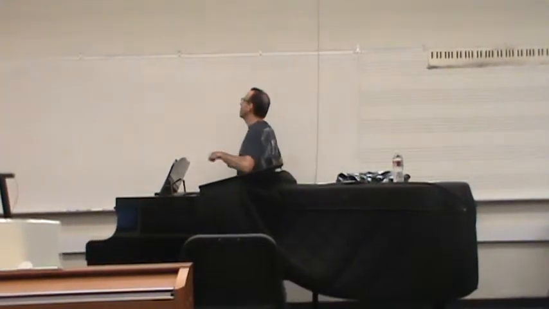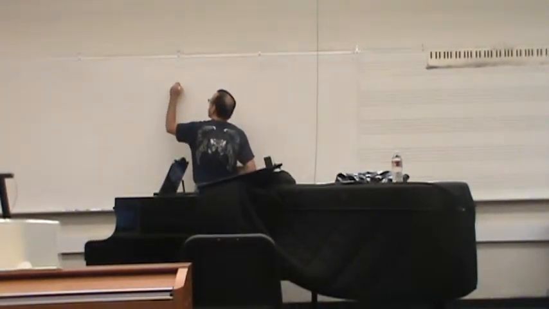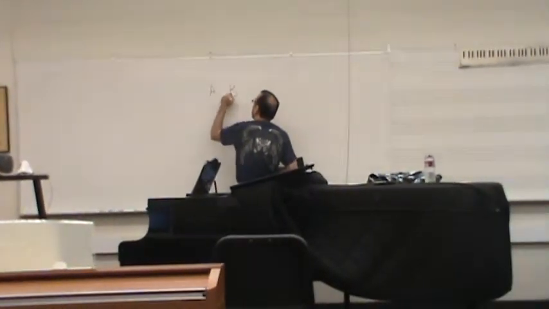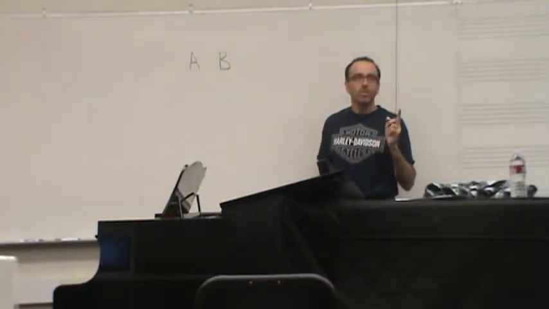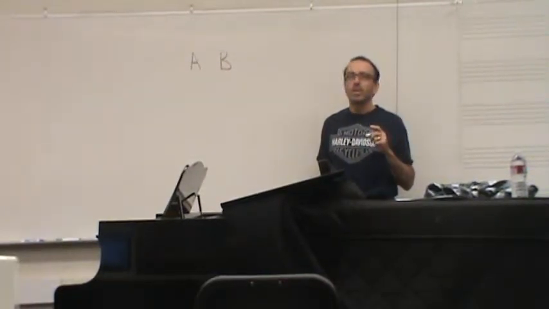Okay, so today I wanted to give you a preview of the final project by talking about the genre and form that you're going to be writing in, which is to write a minuet in binary form. Now, binary form is a two-part form with an A and a B. That's why it's called binary. Two parts, A and B.